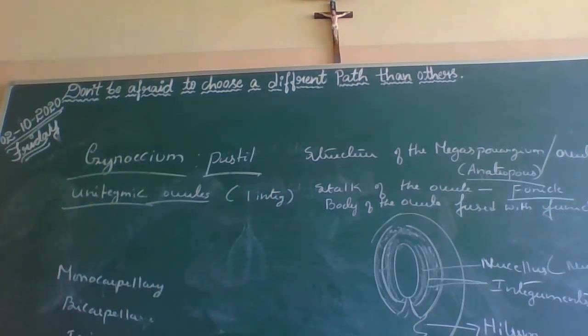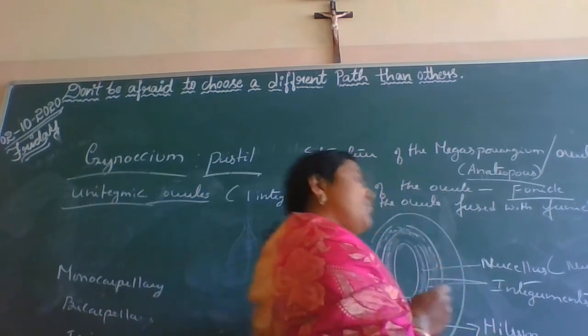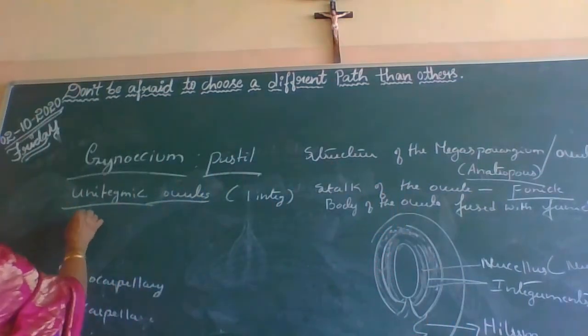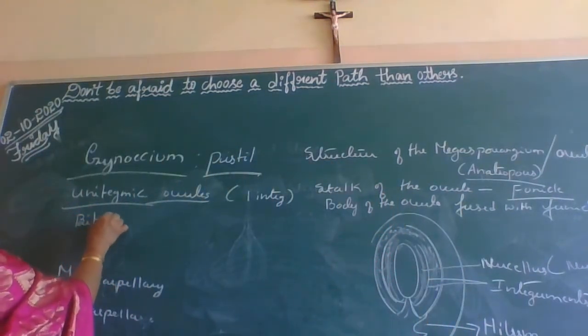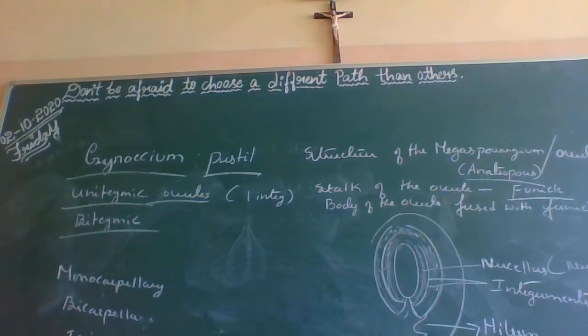But generally, the majority of the angiosperms have how many integuments? Two. That is called as bitegmic. Generally, angiospermic ovules are bitegmic. That means having how many protective layers? Two protective layers. Got my point?